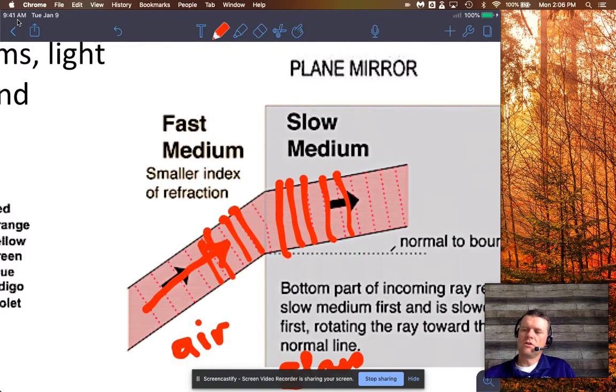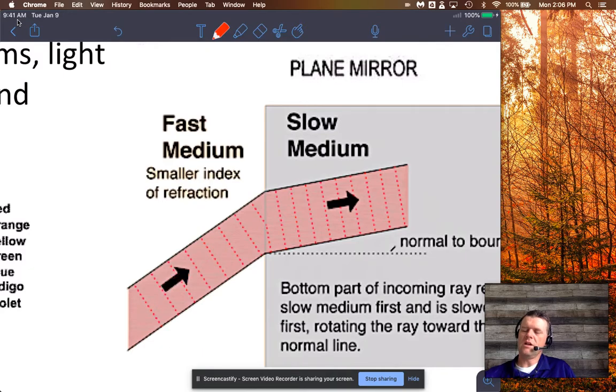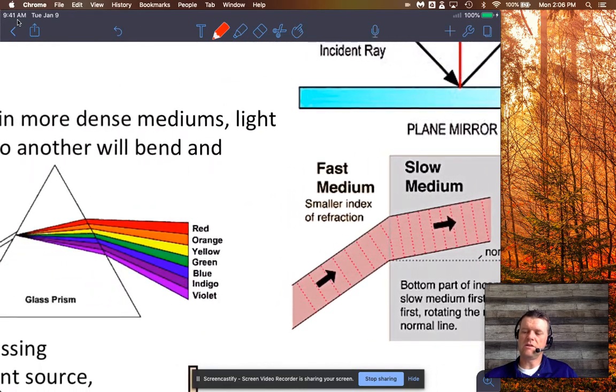Okay, so I'll just clear all that off so you can just see the picture. That is really what refraction is. It's the bending of light due to the fact that light travels at different speeds in different mediums.